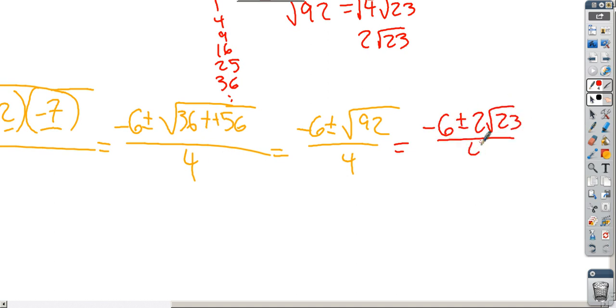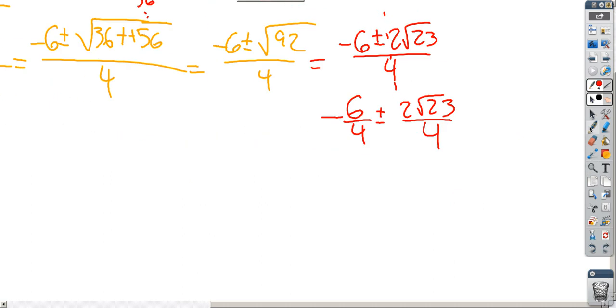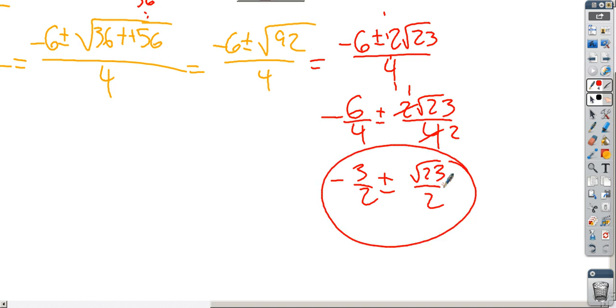And then the last thing we can do is just split this down the middle. So negative 6 over 4 plus or minus 2 root 23 over 4. Negative 6 over 4 reduces to negative 3 over 2. And then the 2 becomes a 1 when we cancel it, and that 4 becomes a 2. So we have root 23 over 2. And that's as simple as we can make it. We can't simplify that any further, so we stop there.